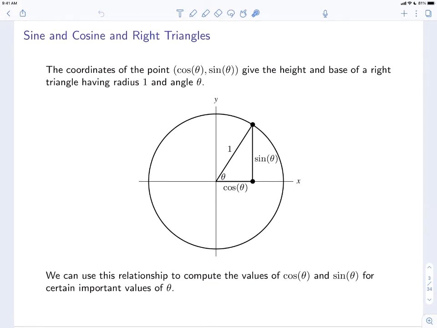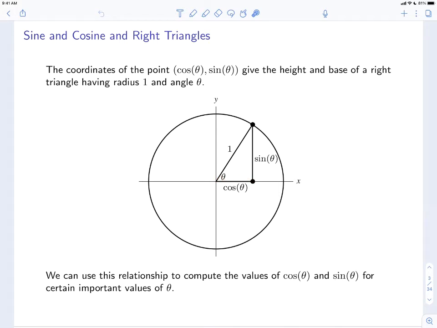Sine and cosine have a strong relationship to right triangles, and we can see that exhibited in the definition. The point with coordinates cosine theta, sine theta is marked here on this circle. If we draw a radius going from the origin to this point, which again is the terminal side of the angle, and then if we drop a line perpendicular to the positive x-axis in this picture, we can see that we create a right triangle.